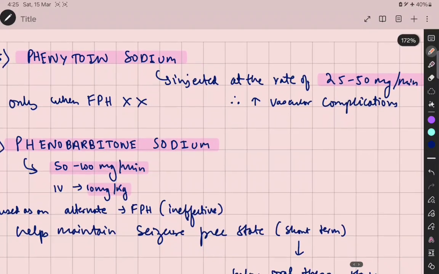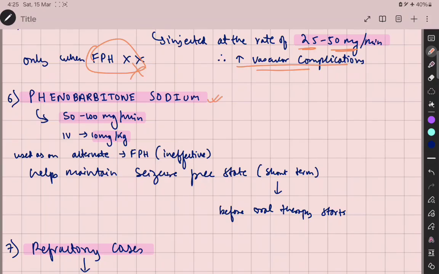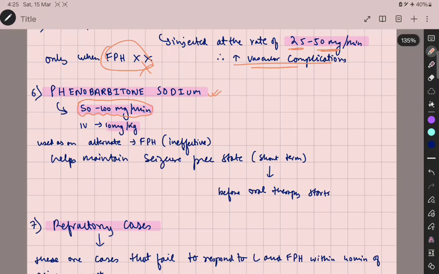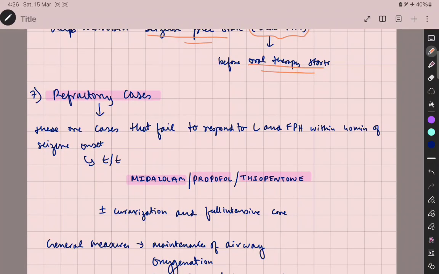Then, coming to our fifth step in status epilepticus treatment, it is phenytoin sodium. It is only given when fosphenytoin is not available, and it is injected at the rate of 25 to 50 milligrams per minute. Therefore, it has more vascular complications. Our sixth step is phenobarbital sodium. We give this at 50 to 100 milligrams per minute by IV route, 10 milligrams per kg. It is used as an alternate to fosphenytoin when fosphenytoin is ineffective, and it helps maintain a seizure-free state for a short term before oral therapy can be started for status epilepticus or epilepsy in general.